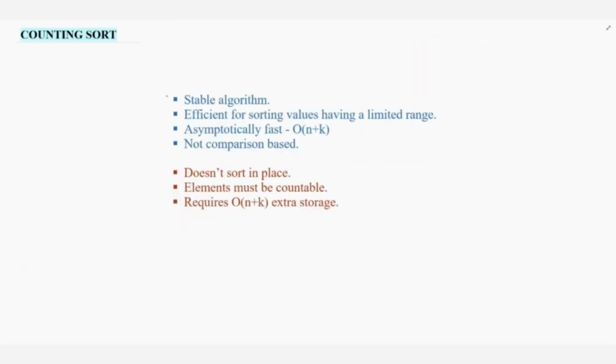So to sum up, the counting sort is a stable algorithm. It's efficient for sorting values from a limited range. It's a linear time sorting algorithm and there is no comparison among the elements. And it doesn't sort in place. We need some extra space of big O of n plus k. And elements must be countable for counting sort algorithm.